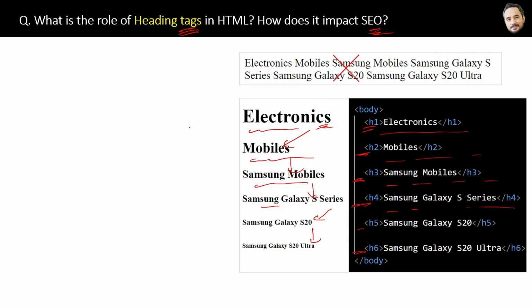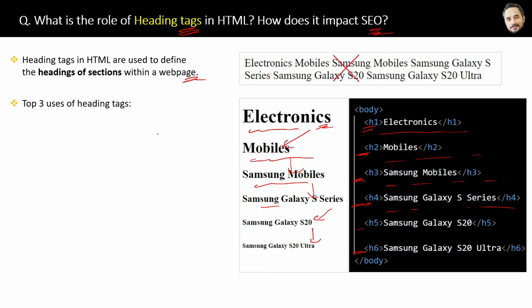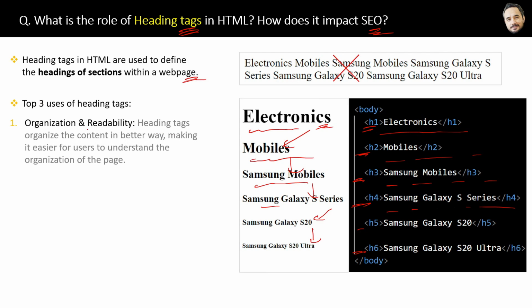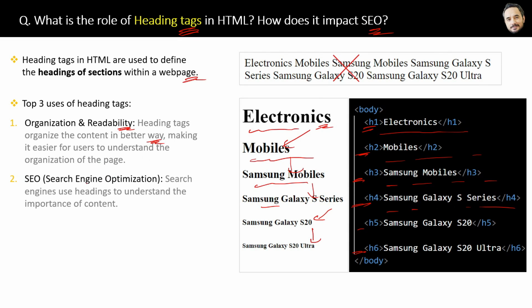Finally, what are heading tags? Heading tags in HTML are used to define the headings of sections within a web page. Now let's see the top 3 uses of heading tags. First is obviously organization and readability. Heading tags organize the content in a better way, making it easier for users to understand the organization of the page. Then the second use is SEO, search engine optimization.